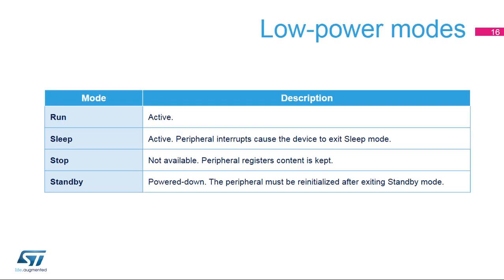The ADCs are active in run and sleep modes. In stop mode, the ADCs are not available, but the contents of their registers are kept. In standby mode, the ADCs are powered down and must be reinitialized when returning to a higher power state. There is a deep power down mode in each ADC itself, which reduces leakage by turning off an on-chip power switch. This is the recommended mode whenever an ADC is not used.